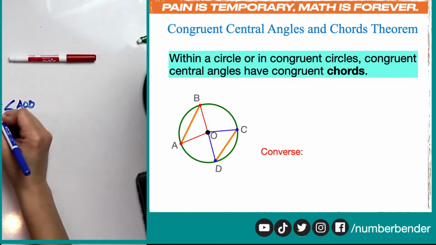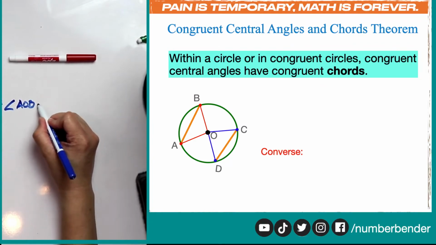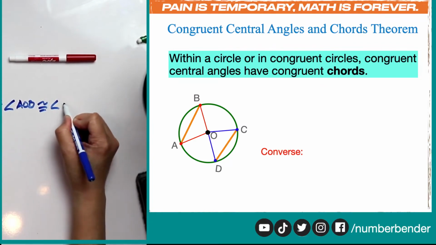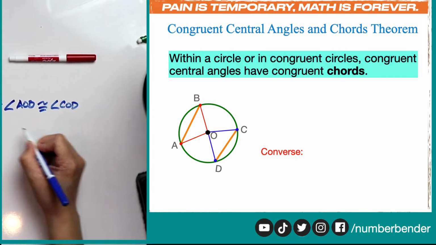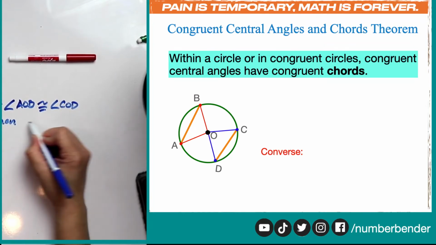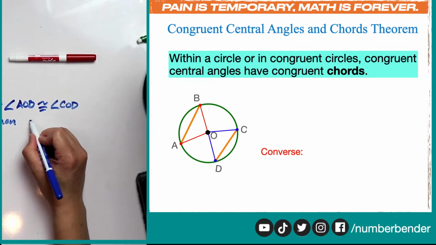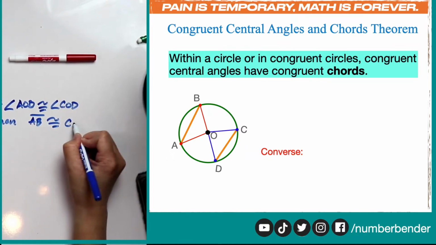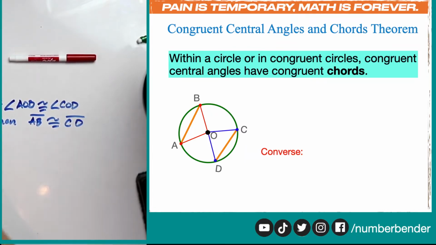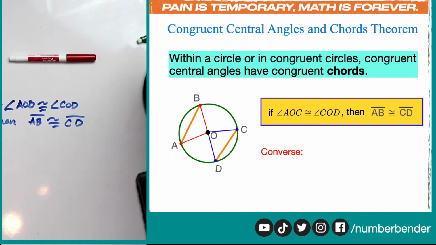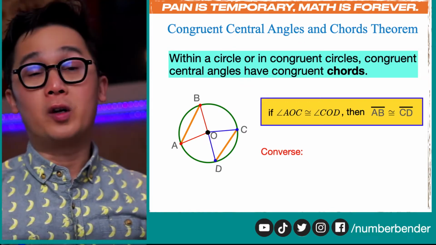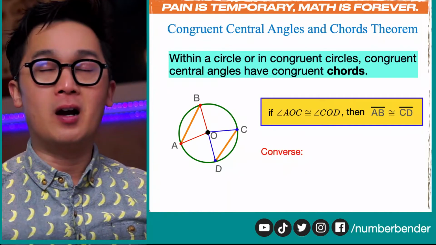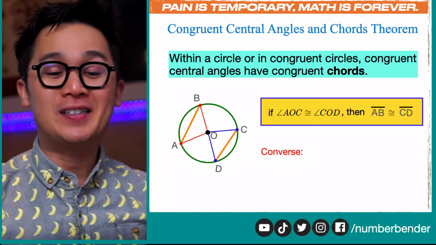So if central angle AOB is congruent to central angle COD, then arc, or in this case, chord AB is congruent to chord CD. So that is our theorem and how you write it in symbol form when we are working with geometric theorem similar to this one.